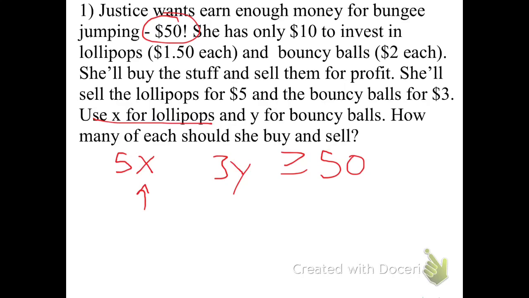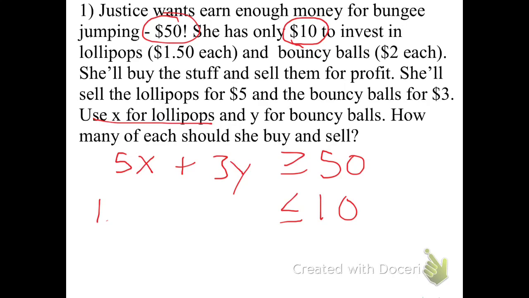Because for each lollipop, you take that amount and times it by 5, and for each bouncy ball, you take that amount and times it by 3. And you take those amounts, add them up, and that gives you your total sales, how much she sold, and that's the money she's going to get. Well, there's another constraint. There's another number stopping her from getting a million lollipops and then trying to sell them all. And that's here. She only has $10 to invest. So she can't spend more than $10 to buy them in the first place. So she has to spend less than or equal to $10.